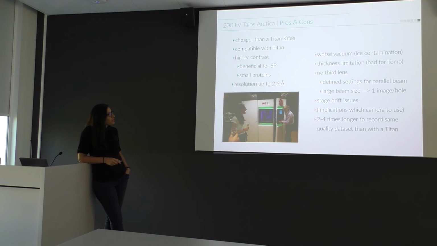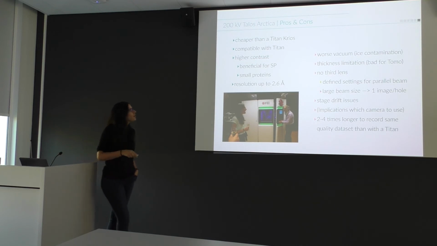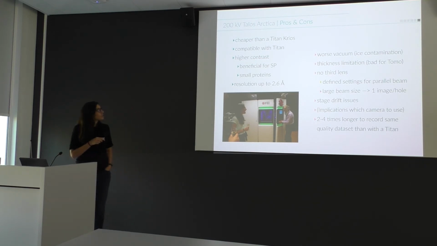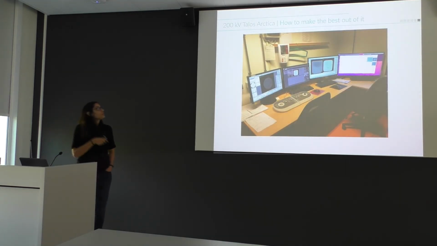But taking the problem with the beam size and in general the stage drift, where you sometimes just have to wait a little bit longer, comes up with a severe problem. To collect a high quality data set at the Talos Arctica will take two, if not four, times longer than at a Titan Krios. If you take this together with my first message, you will see that from an economical point of view, a Titan Krios in the long term would still be cheaper, but of course this is unfortunately not how you could argue. Nevertheless, the Talos Arctica is a wonderful machine where you can do quite a lot, and we really try to make the best out of it.